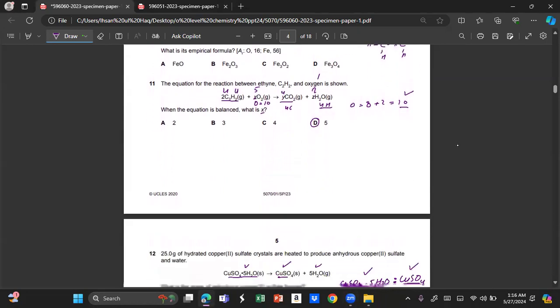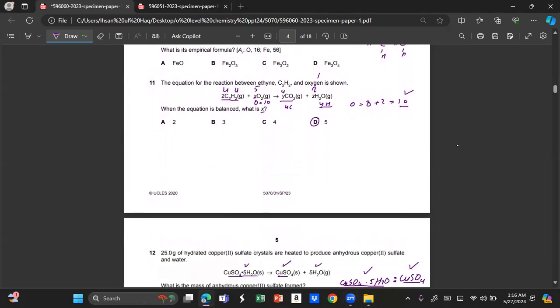So the question number 11 is: the equation for the reaction between ethane and oxygen is shown. When the equation is balanced, what is X? Basically, the question is how many moles of oxygen react with 2 moles of ethane. So it is clear from the ethane formula that there are 4 carbon atoms, there are 4 hydrogen atoms.